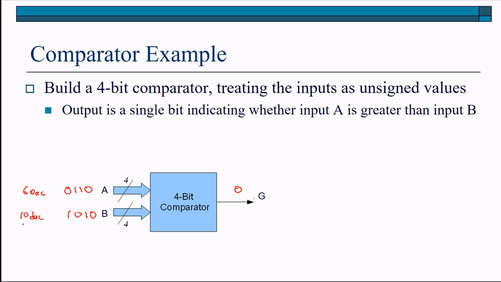I've just included the decimal value so that we can quickly perform the comparison. However, our 4-bit comparator operates on binary values. Let's take another example. Let's take 0, 1, 0, 1, which is the decimal value 5, and the value 0, 0, 1, 1, which is the decimal value 3. So in this case, A is greater than B, and the output will be 1.